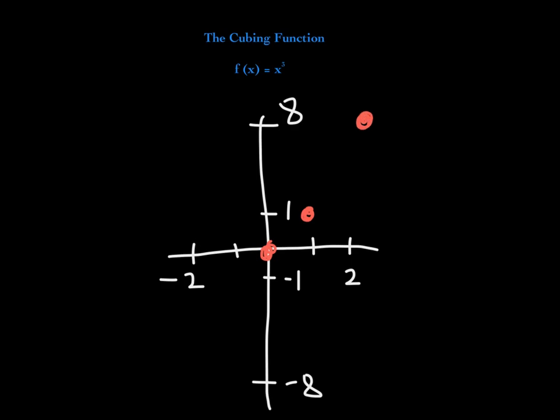Let's go in the other direction now, though. Negative 1. Negative 1 cubed is negative 1 times negative 1 times negative 1, which is negative 1. So negative 1 is on your curve. And then negative 2 cubed is negative 2 times negative 2 times negative 2, which is negative 8. So then this curve looks something like this. Okay? This is your most basic cubic function.